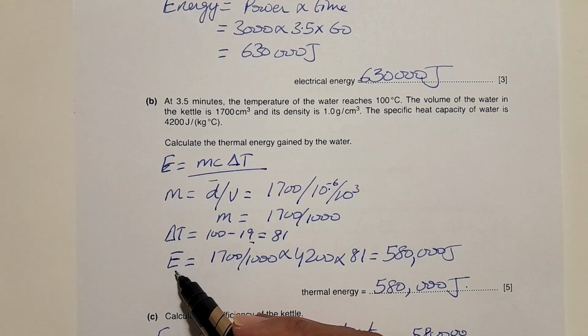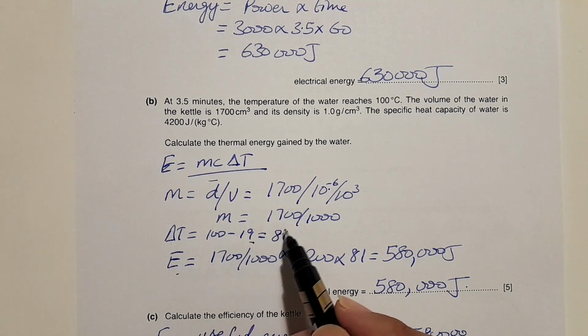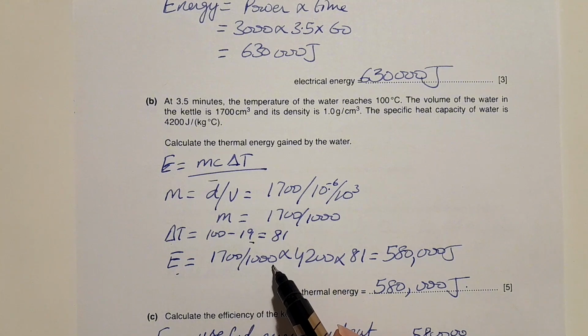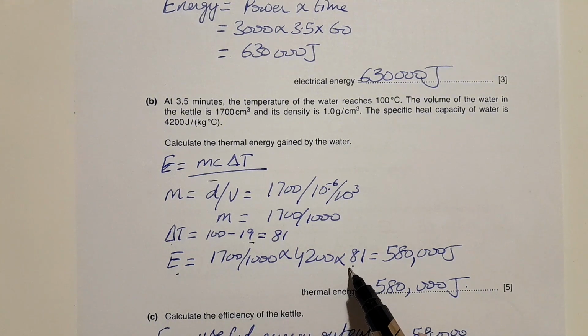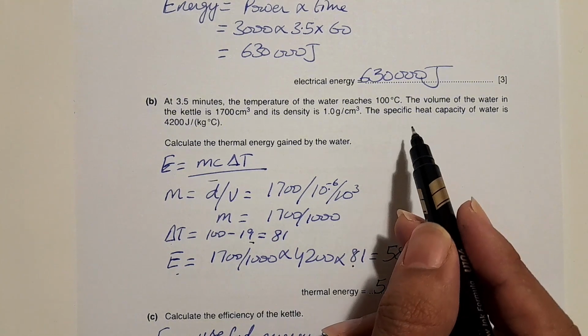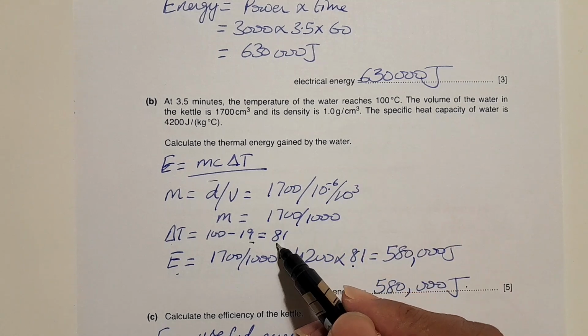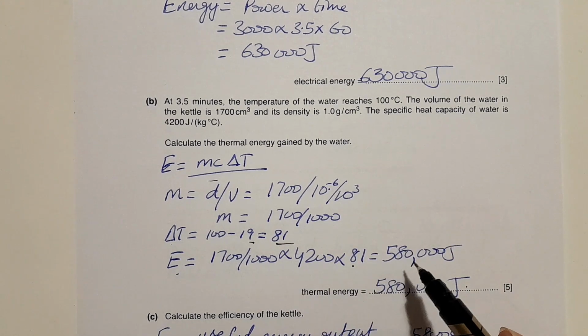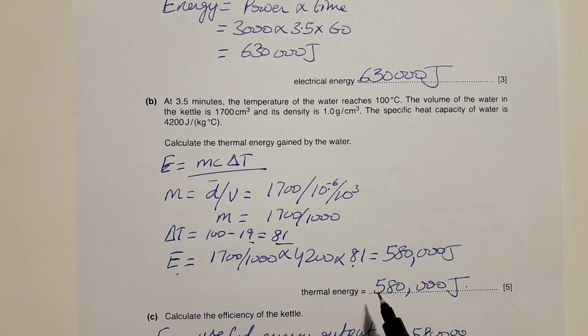Then we calculate the energy gained by the water. So 1700 divided by 1000 multiplied by 4200 multiplied by 81, where we have already calculated the change in temperature. So 580,000 joules is the final answer for thermal energy.